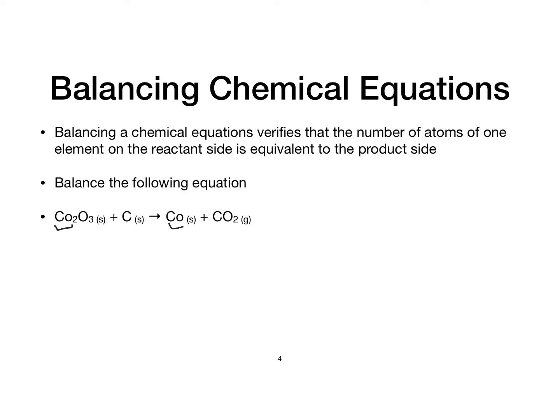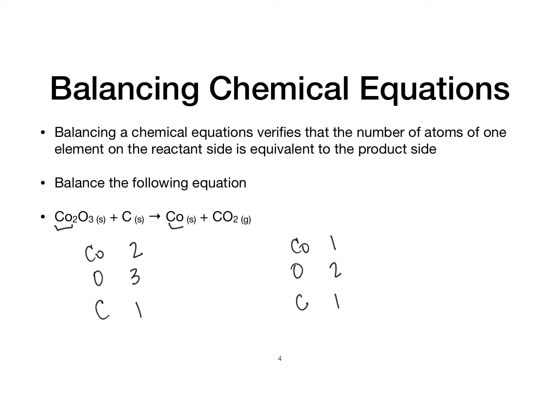The way I like to balance equations is to write a list of the elements seen. So we have cobalt, oxygen, and carbon. On the reactant side, we have 2 cobalt, 3 oxygen, 1 carbon. On the product side, we have cobalt, oxygen, and carbon. It's important that you write these in the same order so that you can easily compare them. So we have 1 cobalt, 2 oxygen, and 1 carbon.